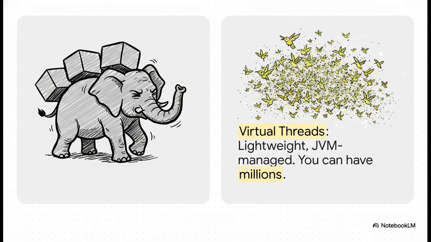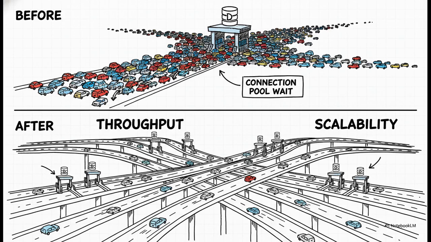See, traditional platform threads, the kind we've used for decades, are heavy. They're managed by the operating system, and you can maybe have a few thousand of them. But these new virtual threads, they are incredibly lightweight, managed by the JVM, not the OS, which means you can have millions of them. Yes, millions on one machine. So what? Why does this matter?